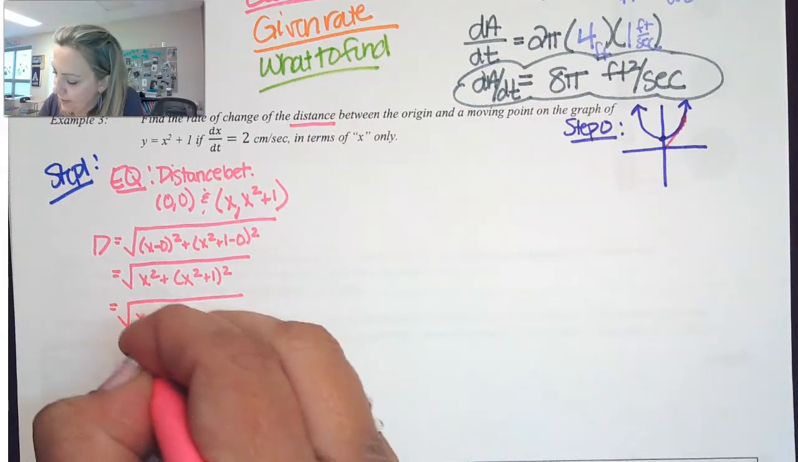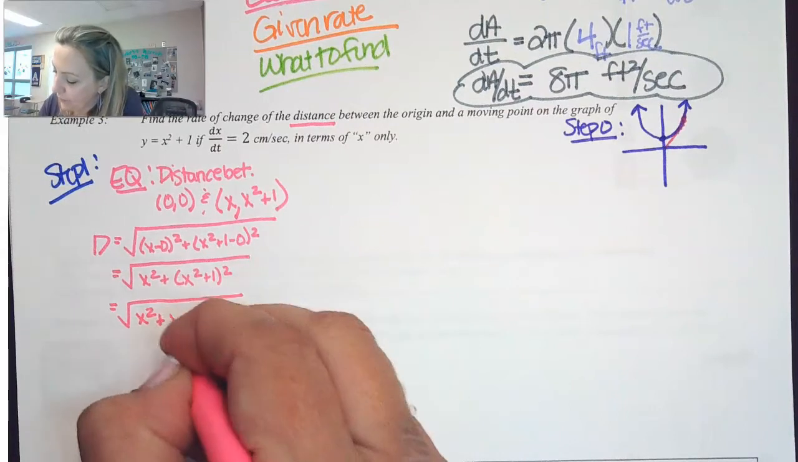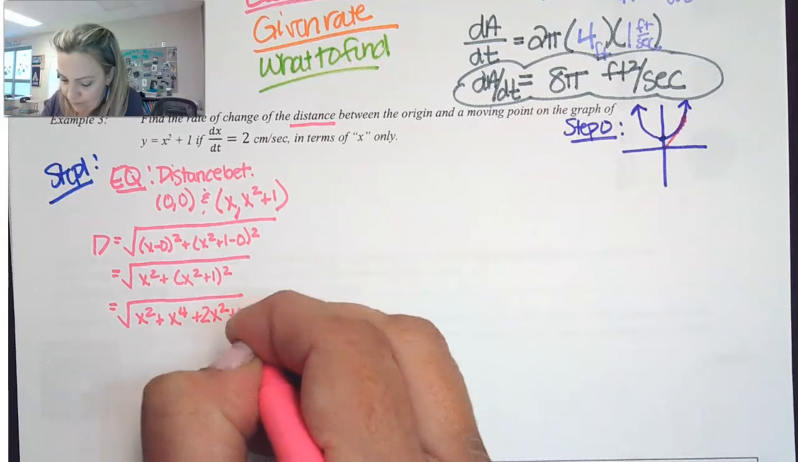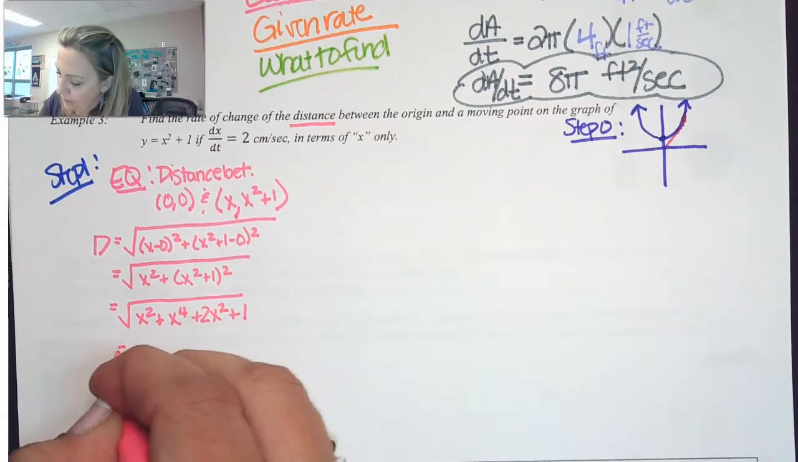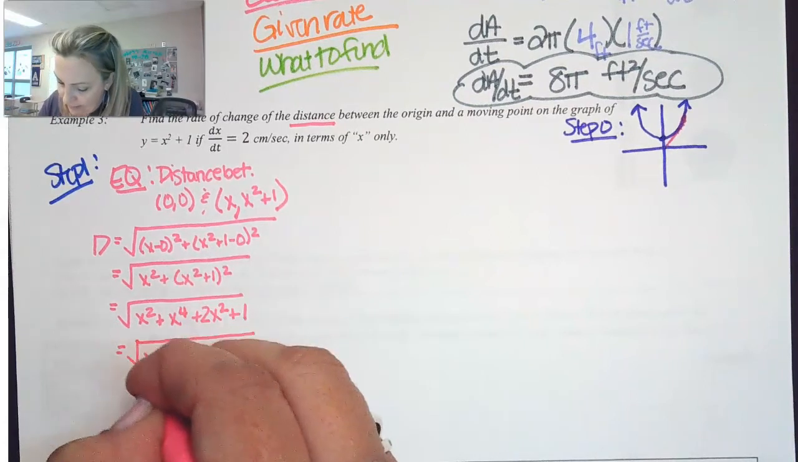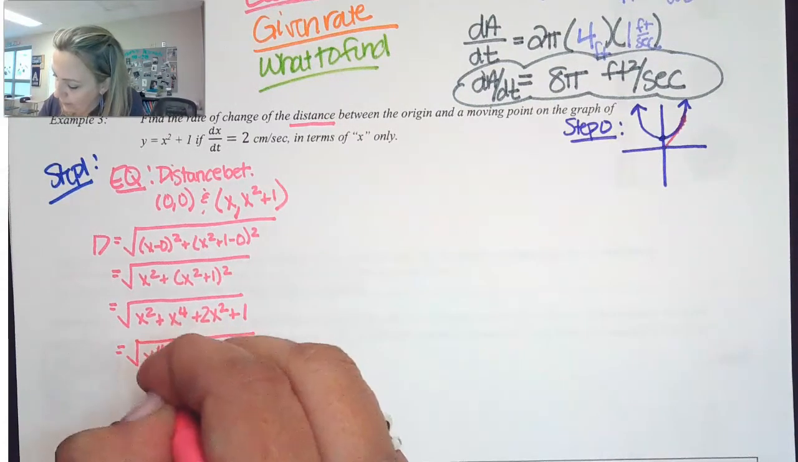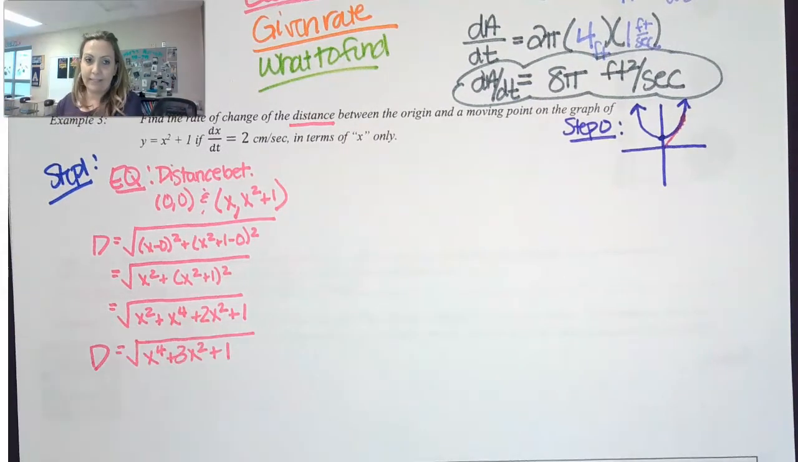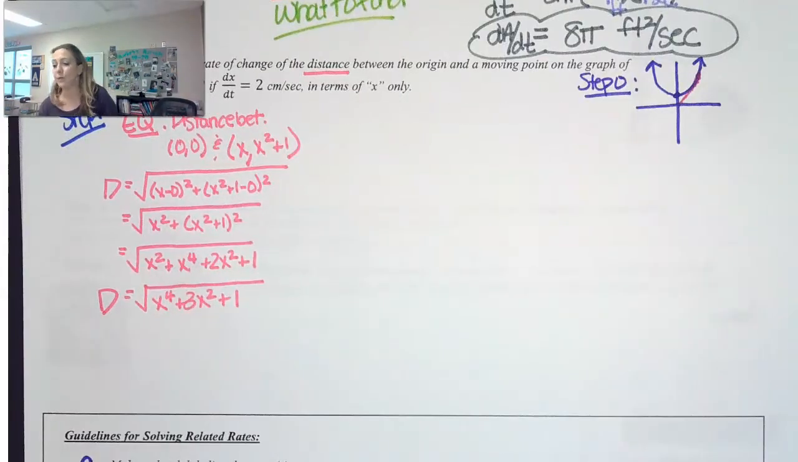Let's flesh that out. If I square x squared plus 1, that's x to the 4th plus 2x squared plus 1. So I end up getting x to the 4th plus 3x squared plus 1, and that's my distance, okay? So notice in example 2, the equation was pretty cut and dry. In example 3, we kind of had to do a little work, okay? But there's our equation.